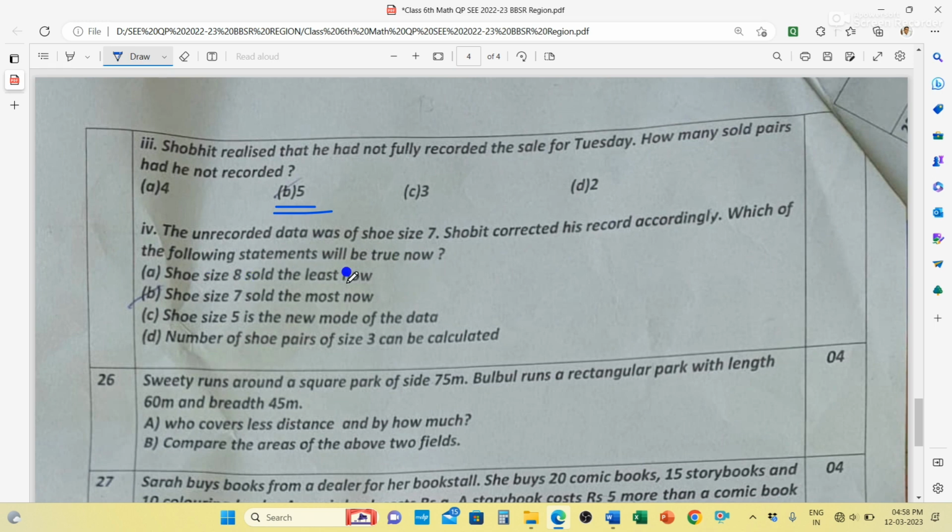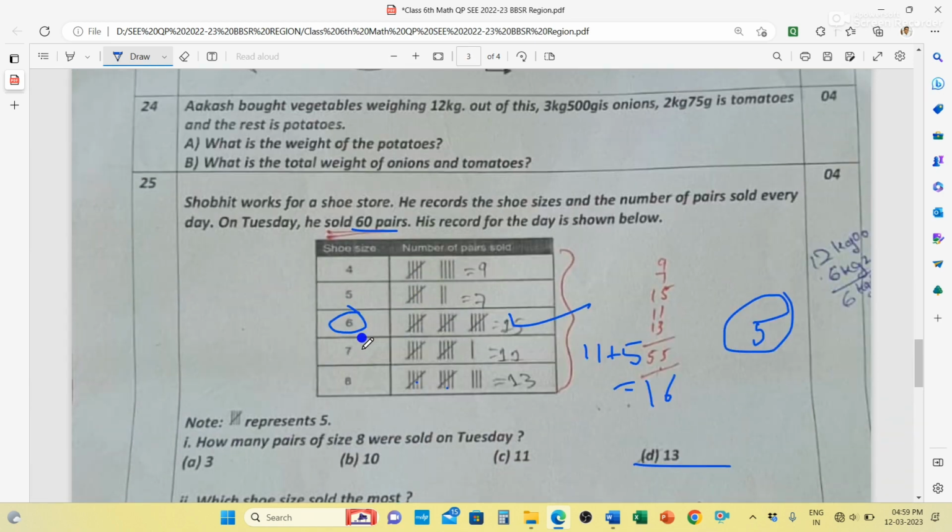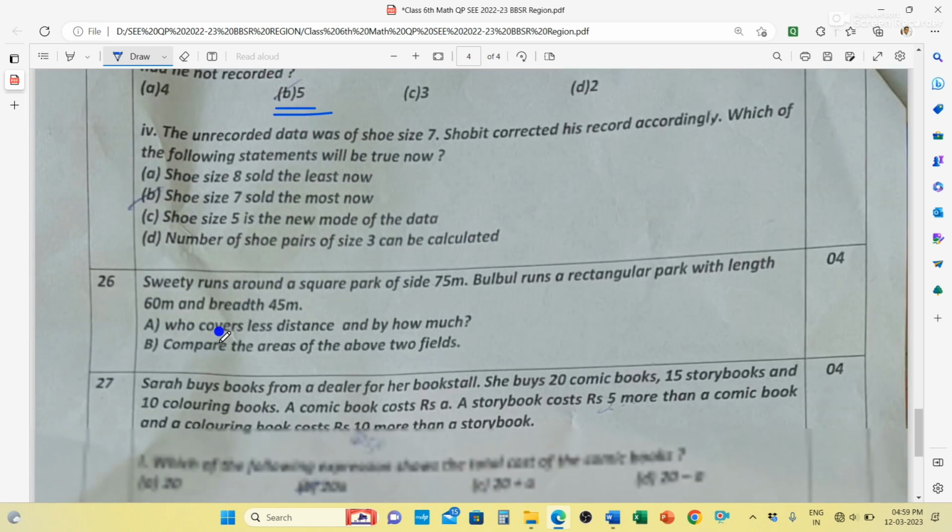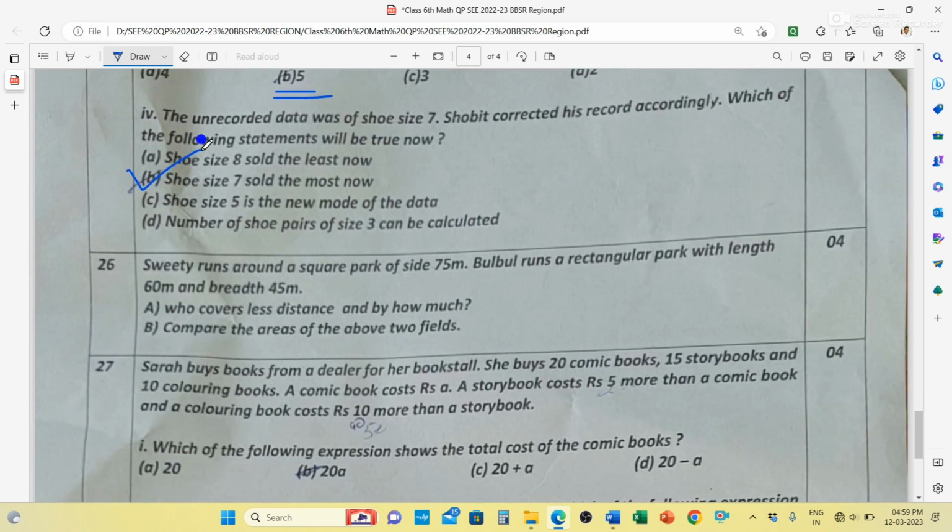Shoe size 8 sold the least now. Shoe size 7 sold the most now. You can see shoe size 7 sold the most now because it is now 16. Right? 6 was highest, it was 15, but now 7 is highest, that is 16. So this is the correct statement: shoe size 7 sold the most now.